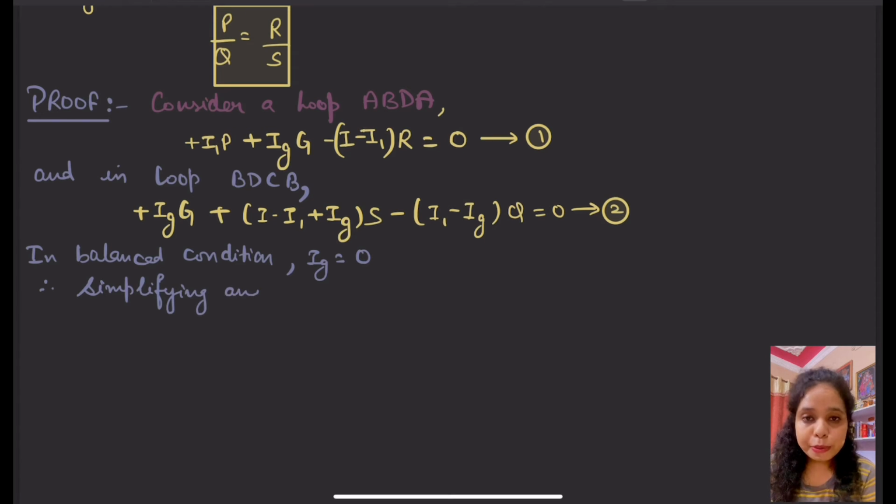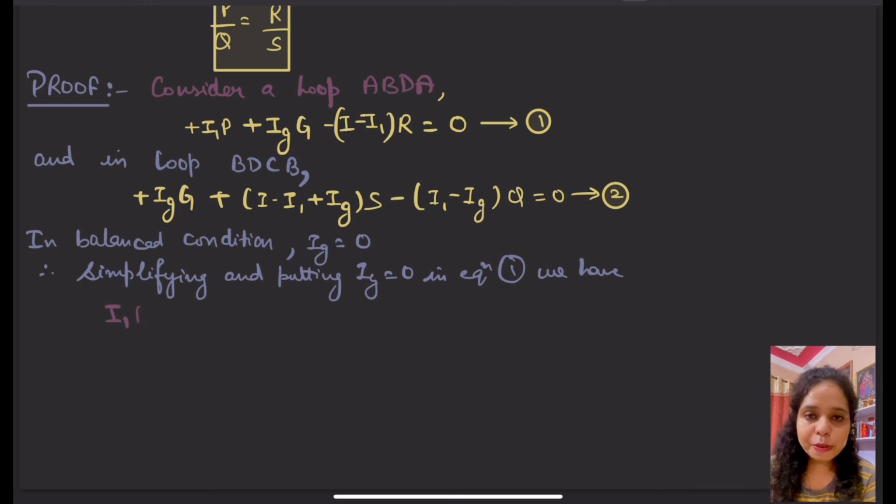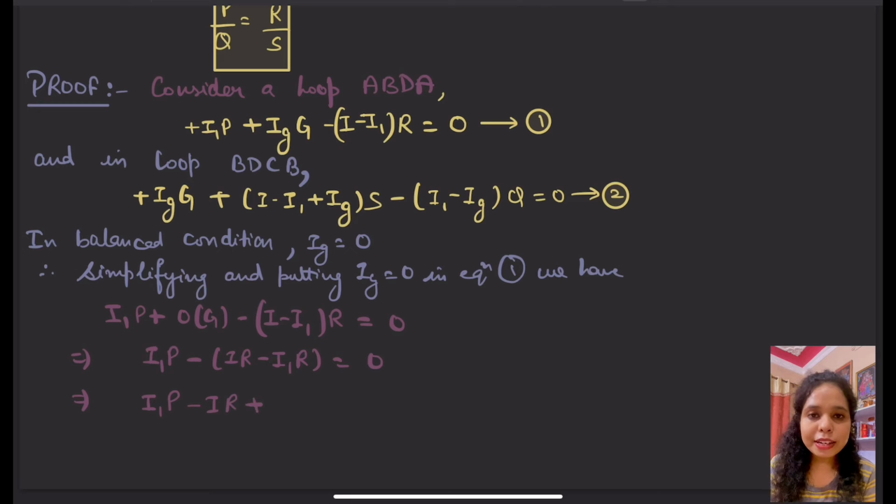First of all, we will put Ig is equal to 0 in equation number 1 and we will simplify that equation. So we have I1P plus 0 into G minus I1 into R is equal to 0. Now we are left with I1P minus I1R. I have just multiplied R inside, so it is equal to 0. So we are left with I1P minus IR plus I1R is equal to 0.